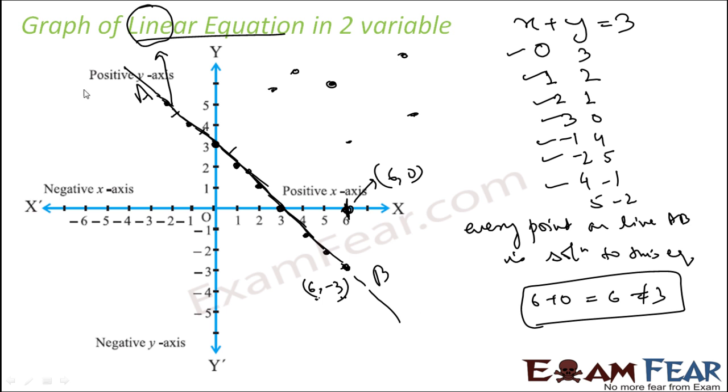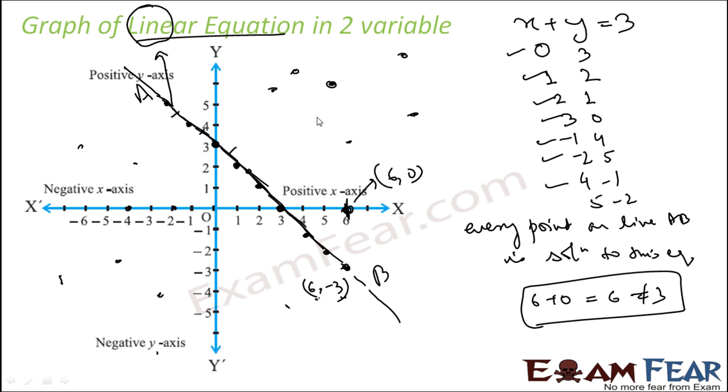So every point on this line is a solution to this equation. Any point which is not on this line, there are so many points in this Cartesian plane, is not a solution for this equation. Please pause the video here also and understand the concept that for any linear equation, when you draw the graph, you get a straight line. Any point on this straight line is a solution to this linear equation. Any point which is not on this straight line is not a solution for this linear equation.